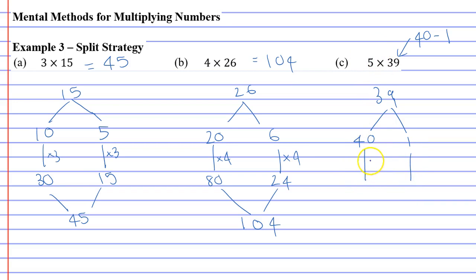We're timesing by 5. 1 times 5 is 5. 5 times 4 is 20. Carry the 0, so you get 200. Oops, just made a bit of an error there.